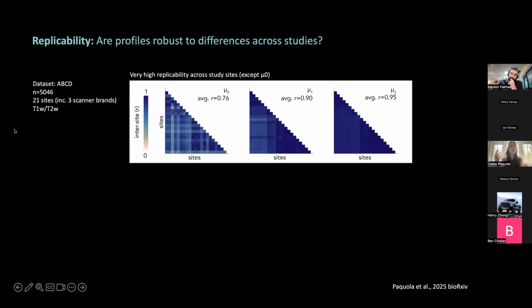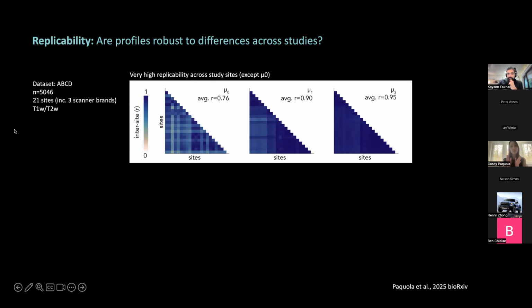And then, taking this a step further, we looked at whether the profiles are robust to differences across studies. For example, we looked at ABCD, where 5,000 subjects made it past our quality control, taken from 21 different sites across the US. They're all roughly the same age because we use the baseline of this data set, so all the people in this study were around the age of 10. Across the 21 sites, they also use three different scanners: Philips, Siemens, and GE, and also different subtypes of each of those scanners. So, a huge discrepancy across the sites.